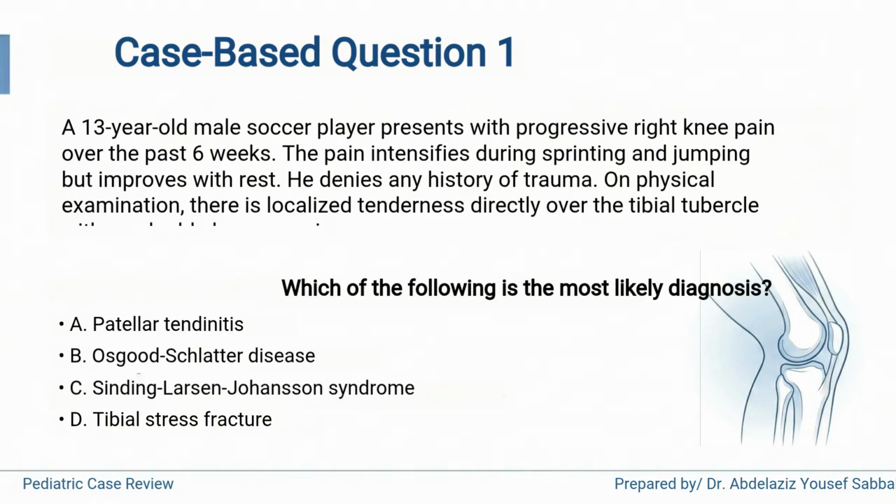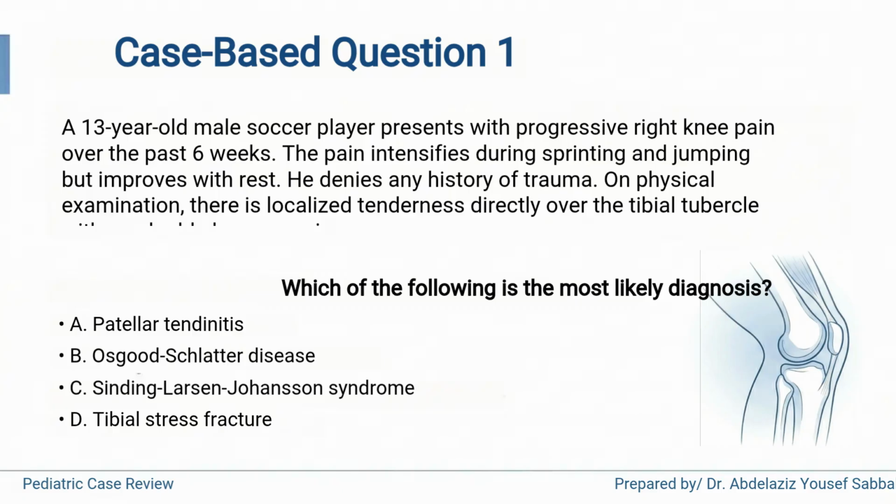Let us begin. Case 1. A 13-year-old male soccer player presents with progressive right knee pain over the past 6 weeks. The pain intensifies during sprinting and jumping, but improves with rest. He denies any history of trauma. On physical examination, there is localized tenderness directly over the tibial tubercle with a palpable bony prominence. Which of the following is the most likely diagnosis?